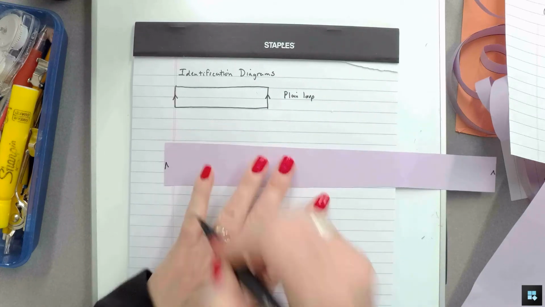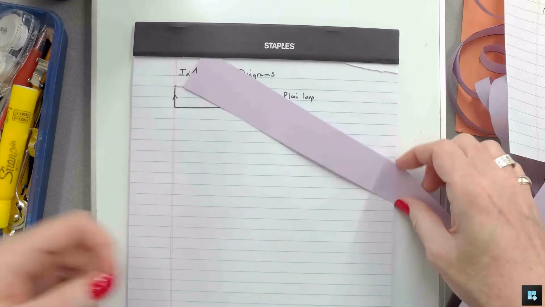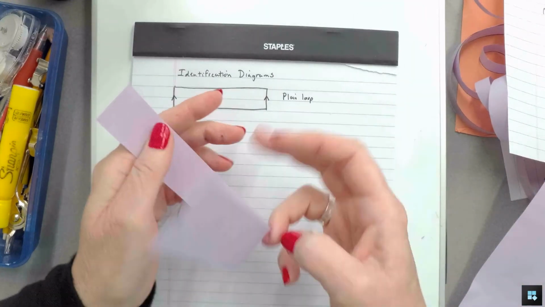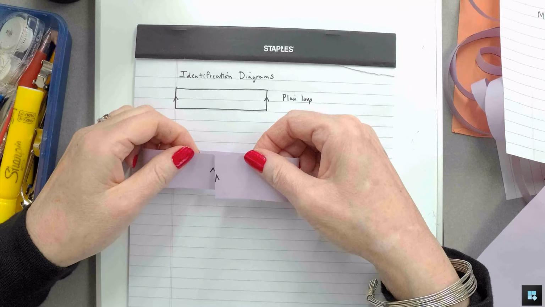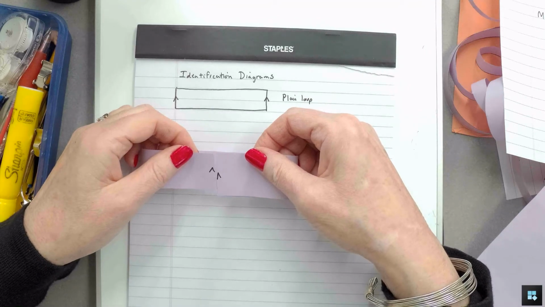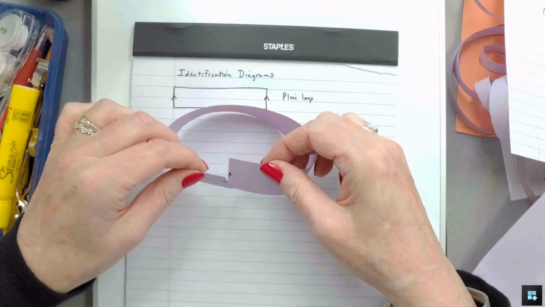The arrow shows which way to connect the two parts. So first of all, you connect the two arrows together, and you connect them in such a way that they stay pointing the same direction. So I would connect the two arrows together, and they stay pointing the same direction, and that's my identification diagram telling me directions on how to make a plain loop or a cylinder.